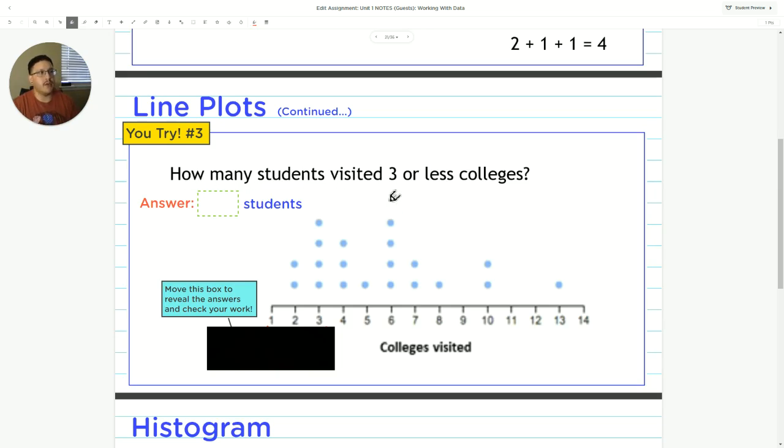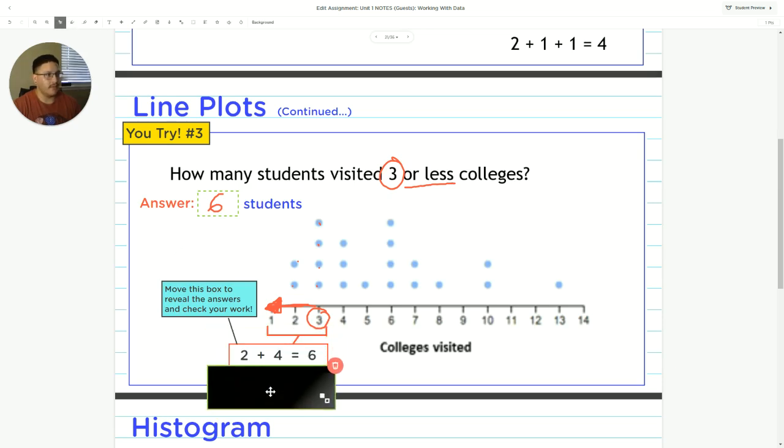So how many students visited 3 or less colleges? So we're going to choose 3 and then look at everything to the left of it. Okay, so count the dots. 1, 2, 3, 4, 5, 6. 6 students have visited 3 colleges or less.